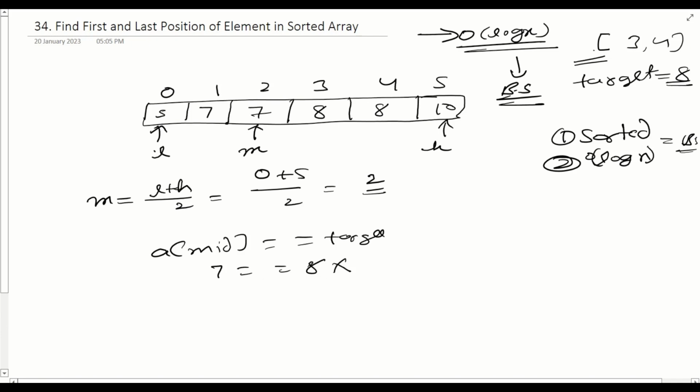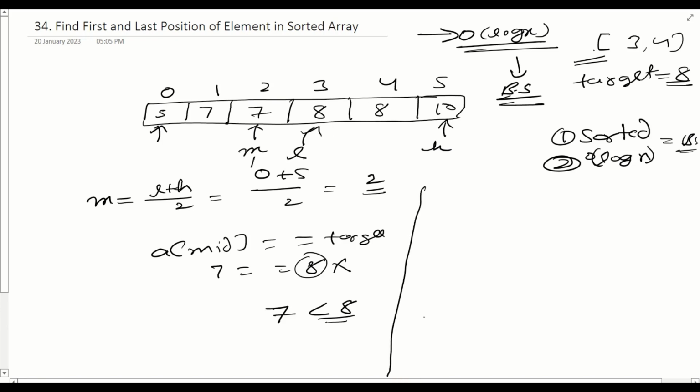So we need to find where our target should lie, whether in the left array or in the right array. Since our mid, that is 7, is less than our target, we need to shift our low to mid plus 1. So our low will shift over here.